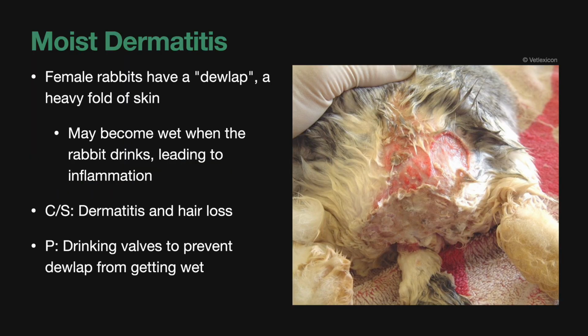Next, we will look at some skin diseases. Moist dermatitis is a condition where the dewlap, which is a heavy fold of skin in female rabbits, becomes wet and infected. Usually the dewlap gets wet during drinking, and the constant exposure to moisture leads to inflammation. Clinical signs include dermatitis and hair loss. Preventative measures include using drinking valves instead of dishes to help prevent the dewlap from getting wet.